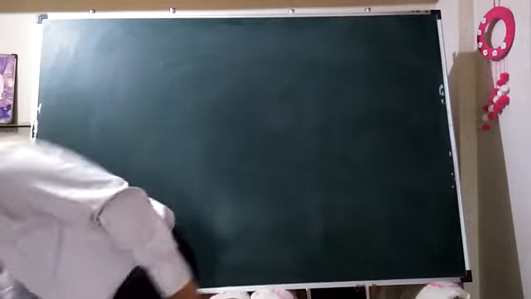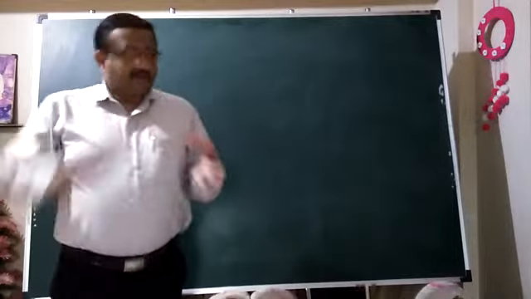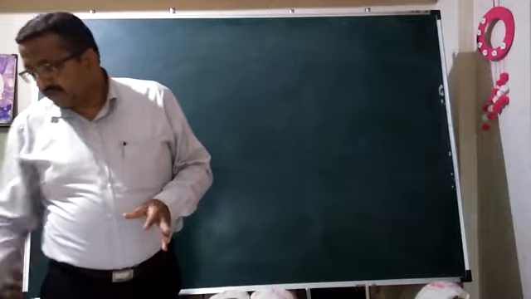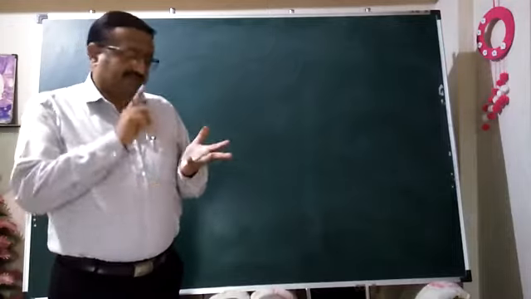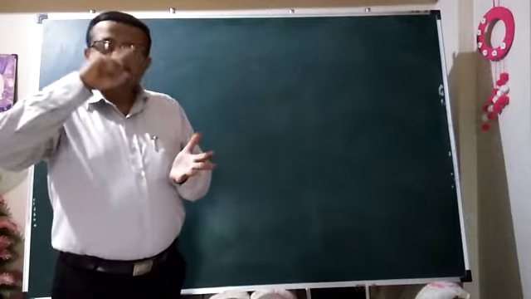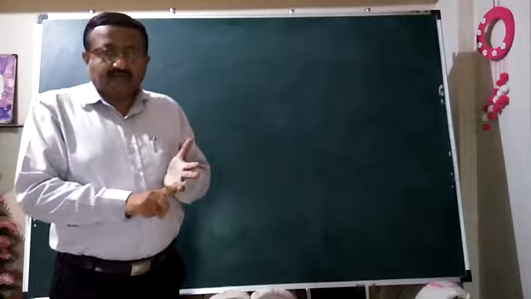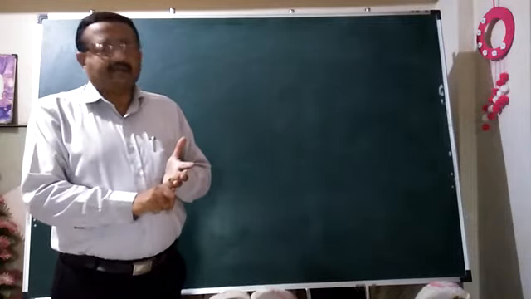Now next, we start with the construction of triangles. All the three different kinds of triangles are there. Which are those? First one is equilateral triangle, second one is isosceles triangle, and third one is scalene triangle. Okay.